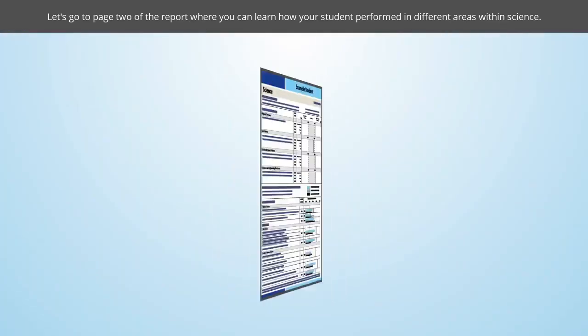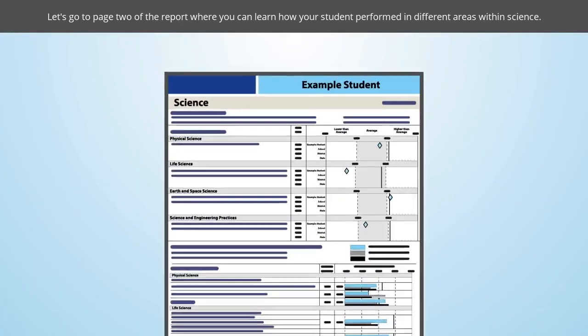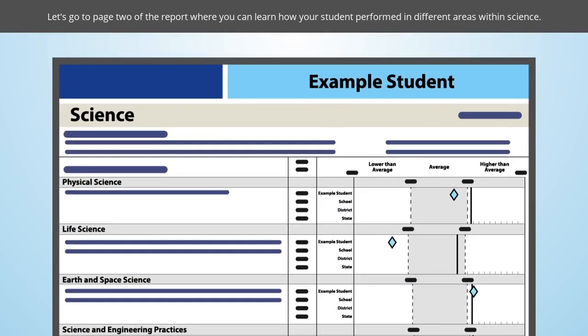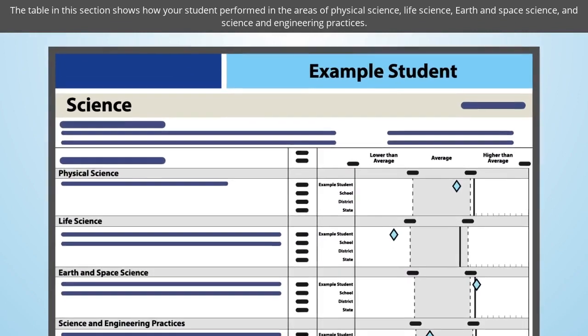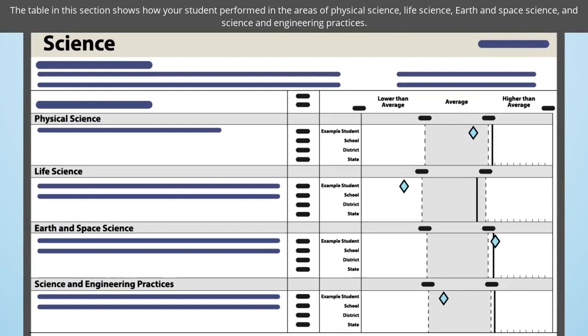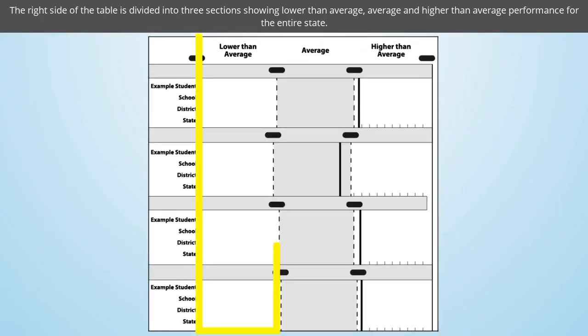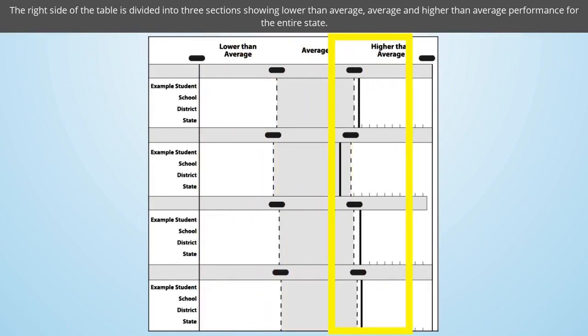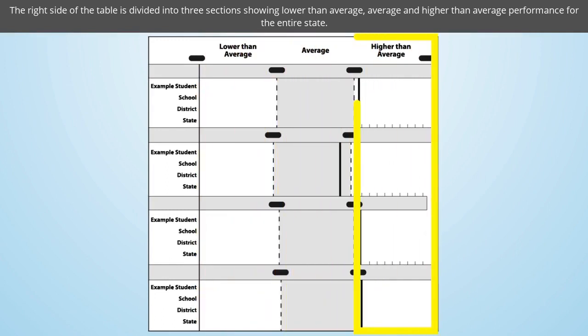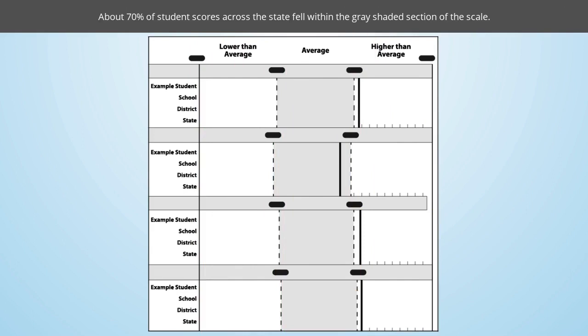Let's go to page 2 of the report, where you can learn how your student performed in different areas within science. The table in this section shows how your student performed in the areas of physical science, life science, earth and space science, and science and engineering practices. The right side of the table is divided into 3 sections, showing lower than average, average, and higher than average performance for the entire state. About 70% of student scores across the state fell within the gray-shaded section of the scale.